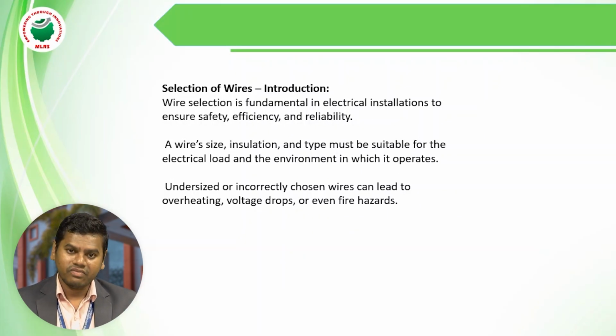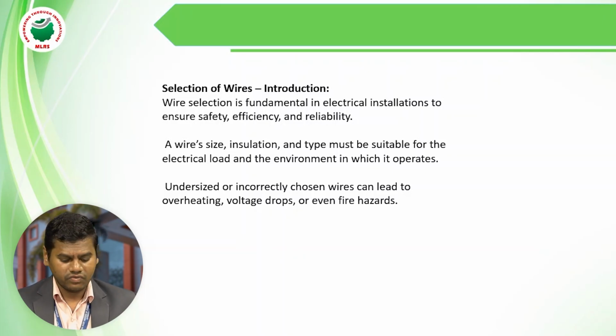Next, selection of wires. How to choose wires, we'll see that. Wire selection is fundamental in electrical installations to ensure safety, efficiency and reliability. A wire's size, insulation and type must be suitable for the electrical load and environment in which it operates. Undersized or incorrectly chosen wires can lead to overheating, voltage drops or even fire hazards. So these are the selection of wires.